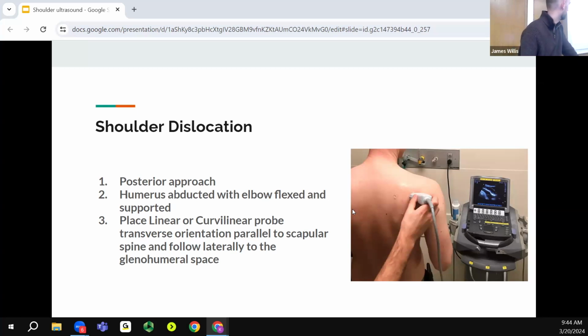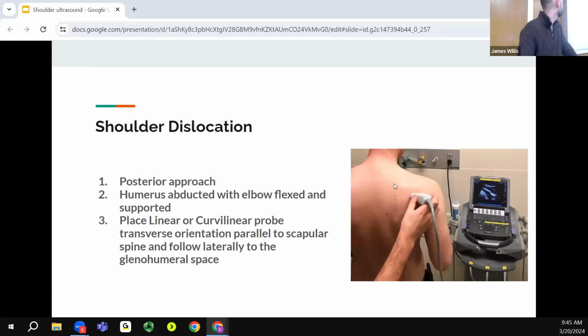So in this picture, the probe marker would be to the left, to the patient's left, to your left, and then you're looking at the ultrasound probe and you see everything in line. So your humeral head is going to be off to the right side of the screen. And that just makes sense.